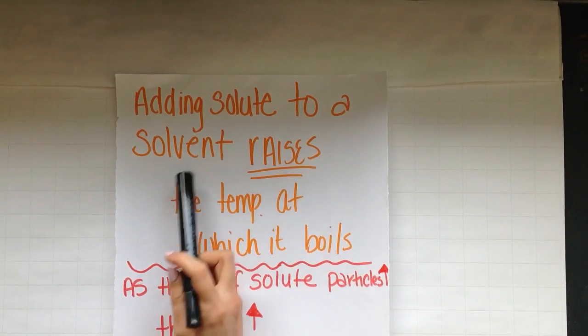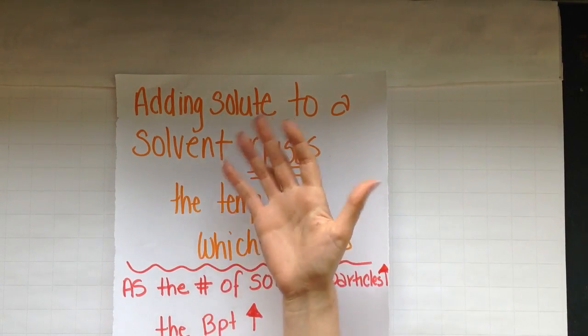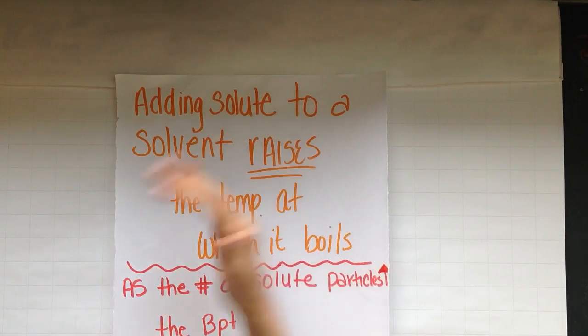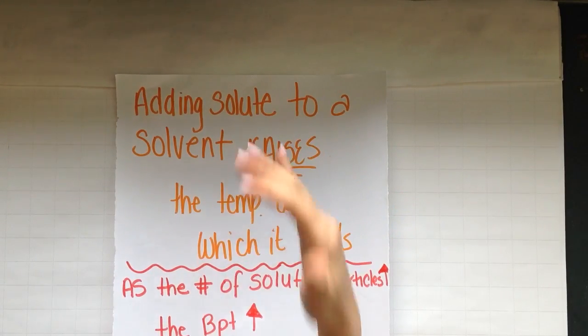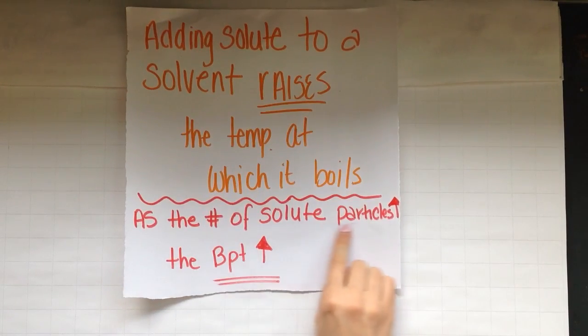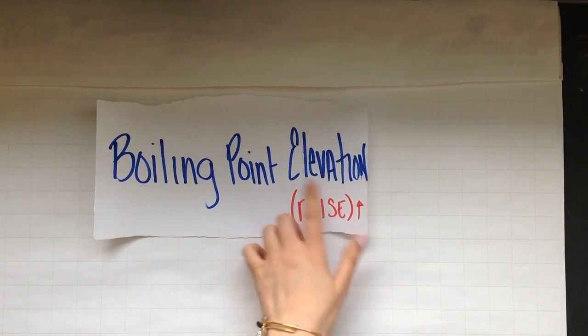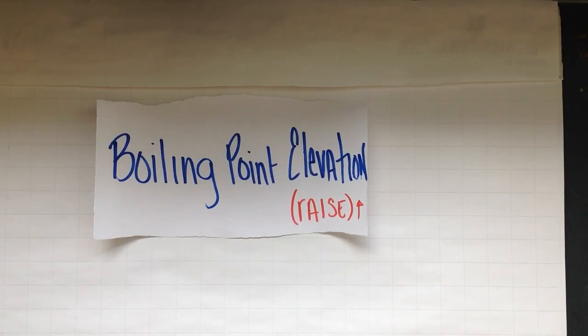Okay, so to say it again, adding solute to a solvent raises the temperature at which it boils. Doesn't matter what the solvent is. So if your solvent normally boils at 50 degrees Celsius, and then you add any type of solute to it, it'll now boil higher than 50. So as the number of solute particles increases, the boiling point increases, as mentioned before. So we call this boiling point elevation because to elevate means to raise, kind of like an elevator.